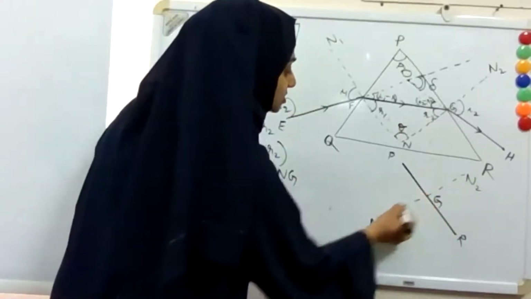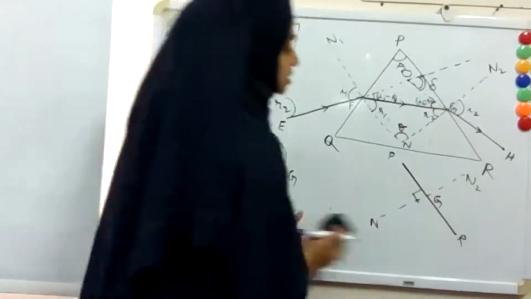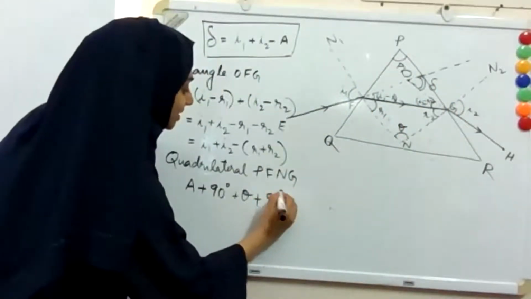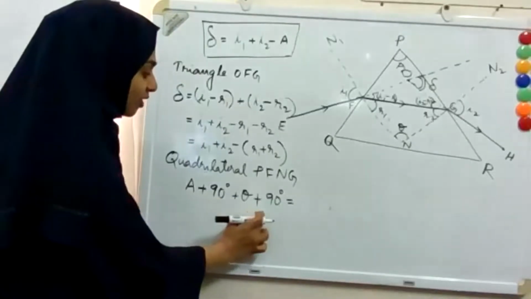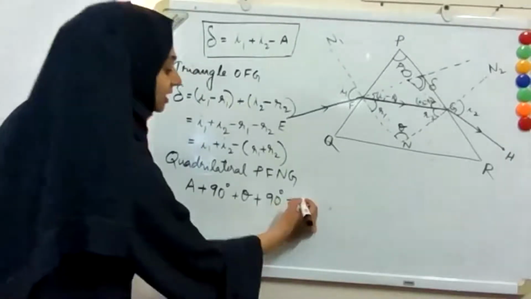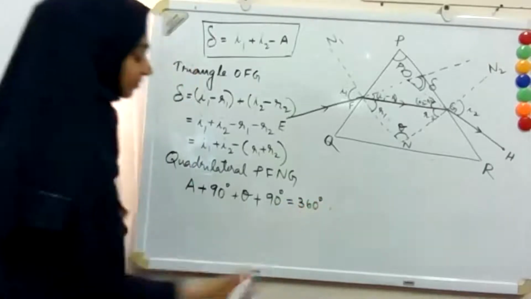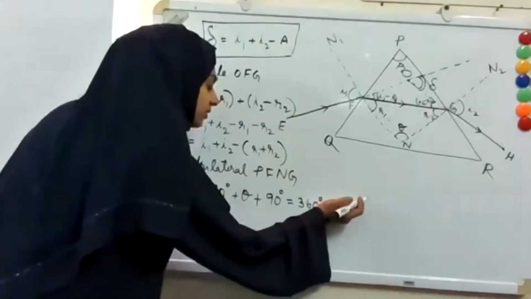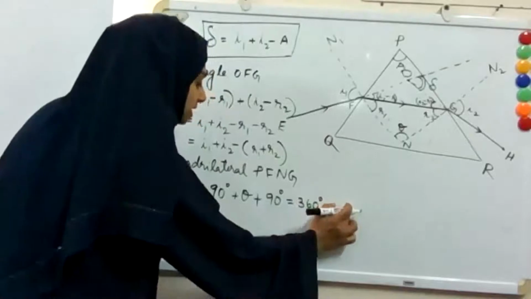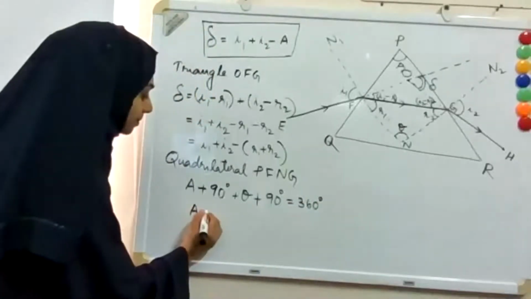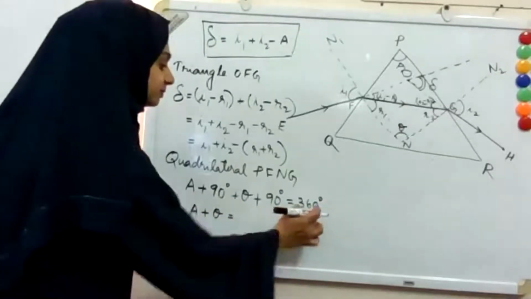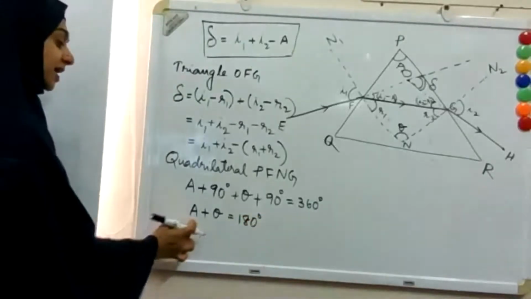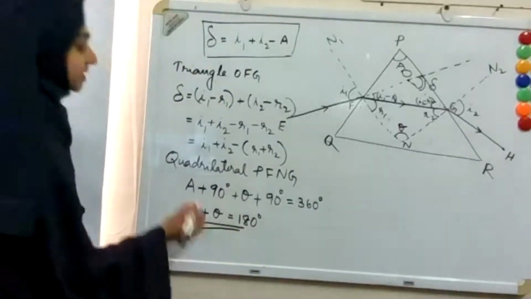So what is angle PGN? 90 degree. So here we have this angle also equal to 90 degree. This is the sum of all the angles inside a quadrilateral, which is equal to 360 degree. So if you take 90 plus 90, that will be 180. When it goes to the other side, minus 180. So angle A plus theta will be equal to 180 degree.